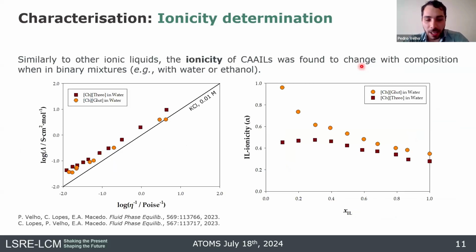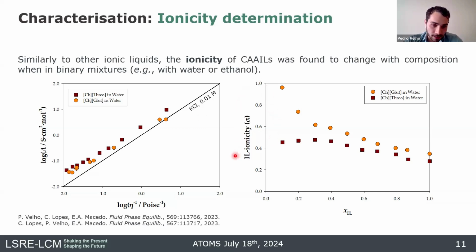Obviously, if the pure ionic liquid alone can be dissociated, the same happens in binary mixtures. So, doing the same analysis, representing a binary mixture of choline threonate in water and choline glutamate in water, you can see here all the points in the Walden plot, and the closer the points are to the reference line, the more dissociated the ionic liquid is.